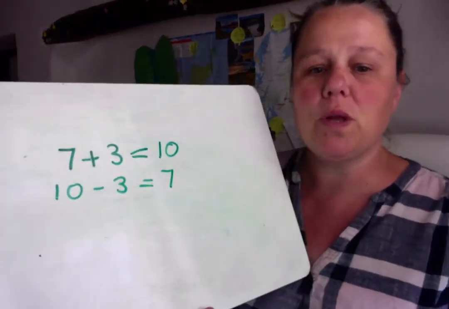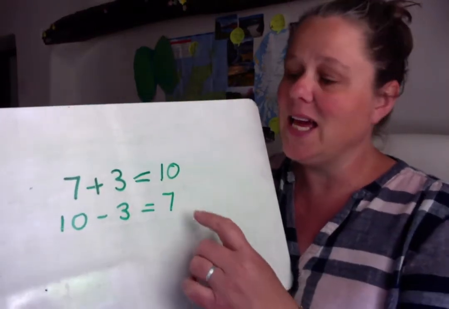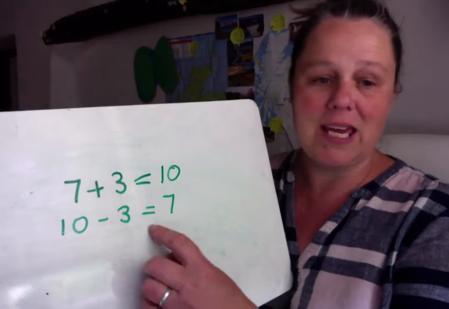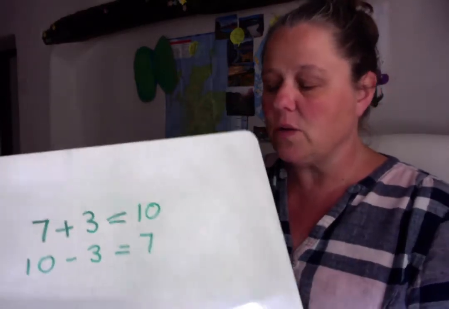And for that skill, you are using the inverse. You all know the inverse is the fact that if I know that 7 add 3 equals 10, then 10 take away 3 equals 7. It's the fact that those numbers are related to each other. So in today's maths, it's all about using that understanding to work things through.